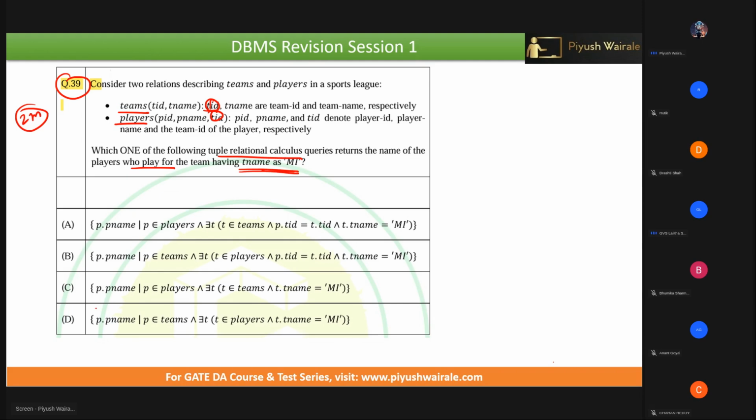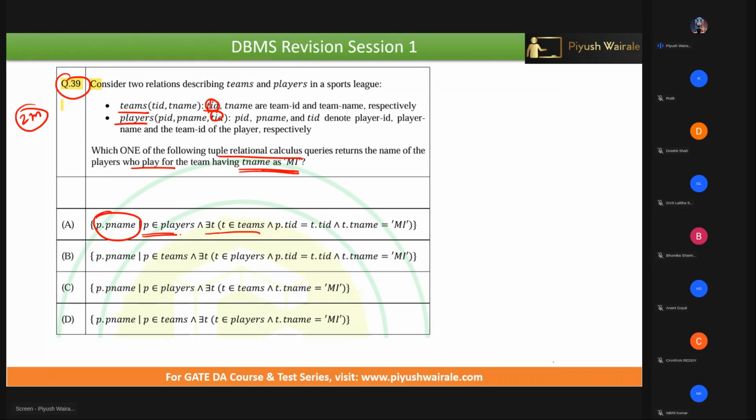Option A. Okay, so let's see. We want to project the name of the player, so P name is there. Now P belongs to players, and there exists T such that T belongs to teams. Here we have covered both the tables because we need to join the tables, as we want to project the player name and our required condition is on the T name. It means we need to join both the tables. You can see here we have P belonging to players and T belonging to teams. We have a joining criteria and the required condition here. So option A is correct here.